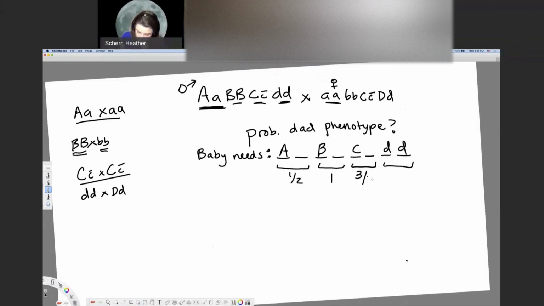So that's 3/4, because it could be your big C, or big C, little c. And then the little d here, you need one of those, and one of these. So that is, again, 1/2. Yep. So, okay. So across the top is 3. And then across the bottom is 2 times 2 is 4. 4 times 4 is 16.